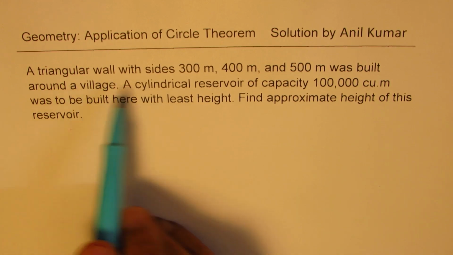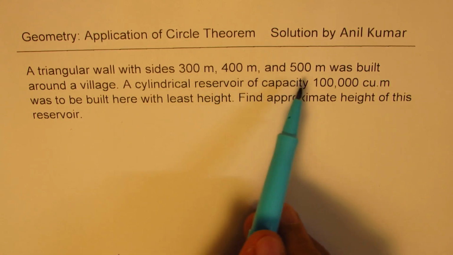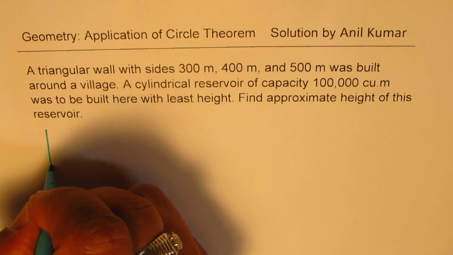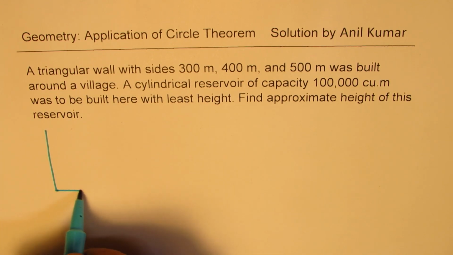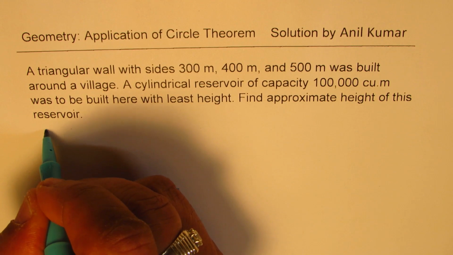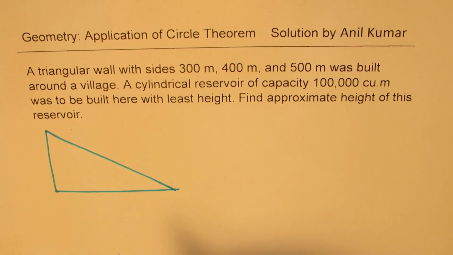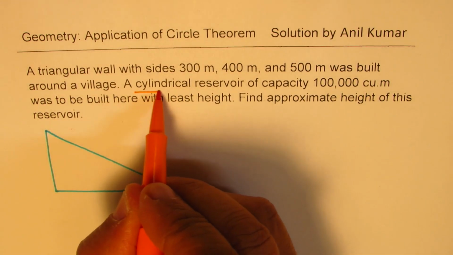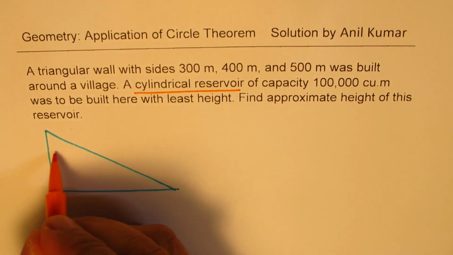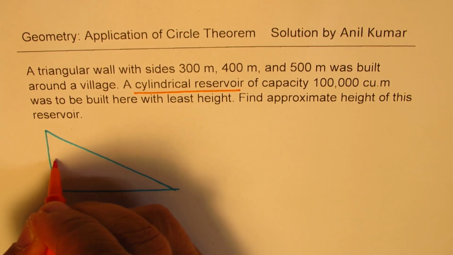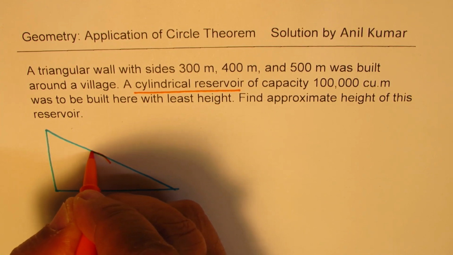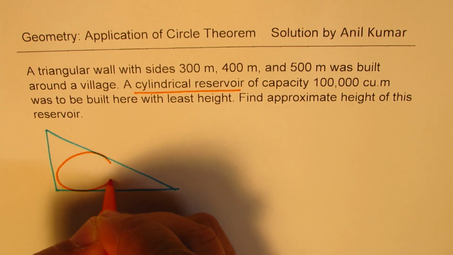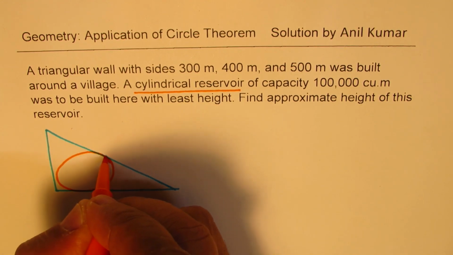Now, we are given a triangle with sides 300, 400, 500, and that clearly indicates that the triangle is a right angle triangle, correct? So let me make a clear picture here. These are all rough sketches which will help you to provide the solution. Now, if I am trying to make a cylindrical reservoir, that means a circular base, right? So we have to inscribe a circle within this triangle, and we have to maximize the area of this particular circle. Is it okay? So let us say that this is our circle.